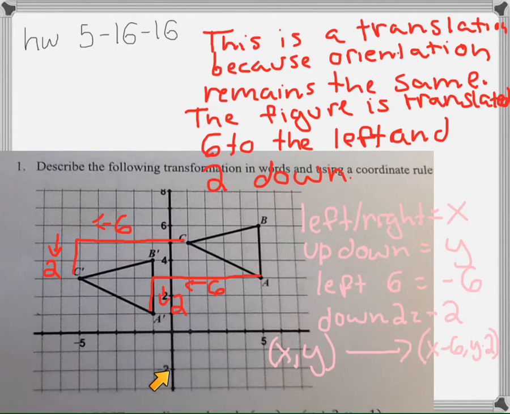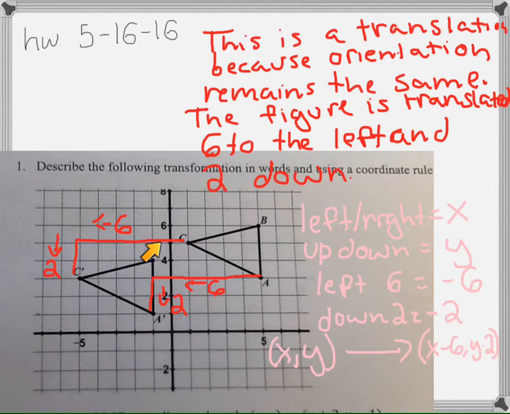If the image had been reflected, all the points would have been reversed. So B prime would have been closer to B than C prime would have been closer to C. And if it was rotated, the orientation would be different because it would have been rotated around a central point. Because of those two things, I would say that this is a translation because the orientation remains the same.